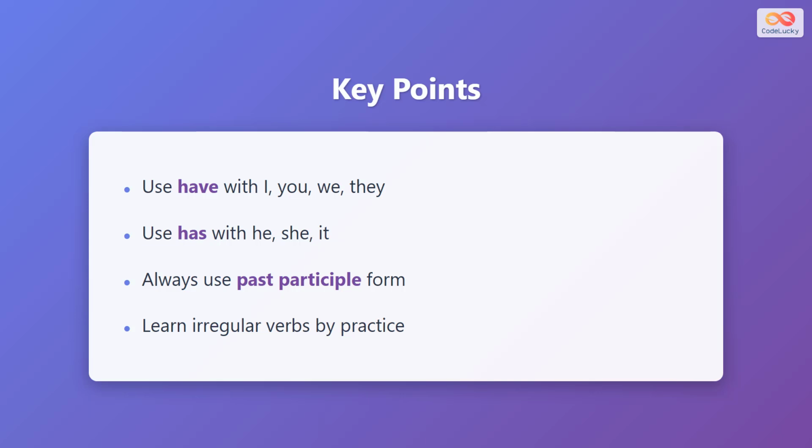Let's review the key points. First, use have with I, you, we, and they. Second, use has with he, she, and it. Third, always use the past participle form of the verb, not the simple past. And finally, learn irregular verbs through practice and repetition. Master these rules, and you'll be able to use the present perfect positive form confidently.